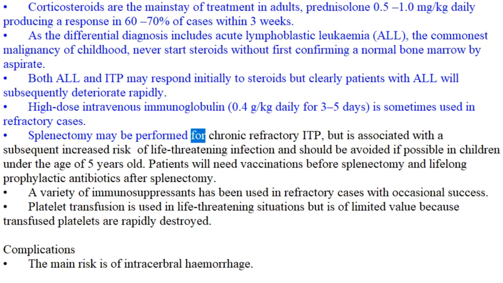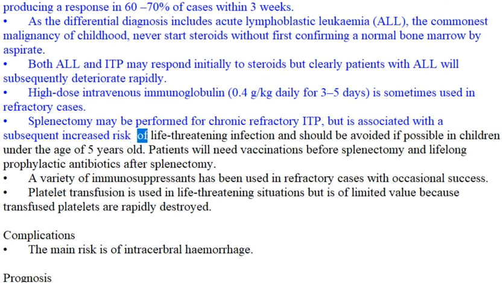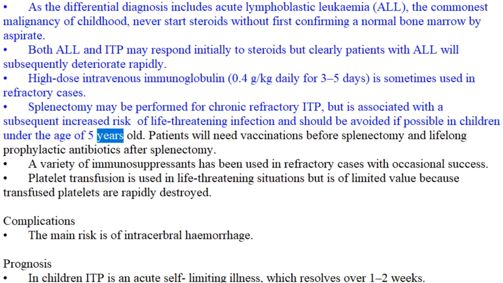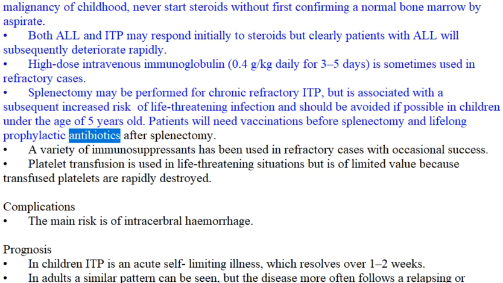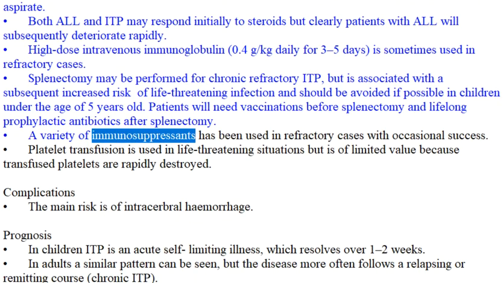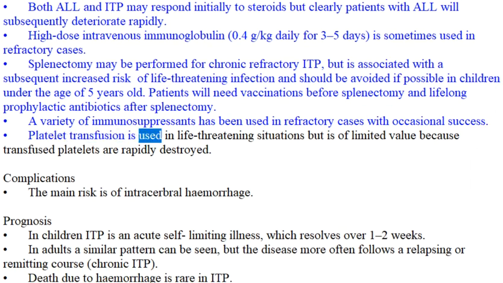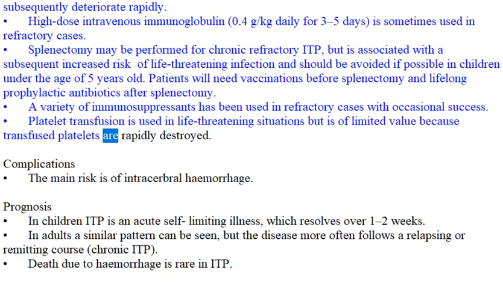Splenectomy may be performed for chronic refractory ITP, but is associated with a subsequent increased risk of life-threatening infection and should be avoided if possible in children under the age of 5 years old. Patients will need vaccinations before splenectomy and lifelong prophylactic antibiotics after splenectomy. A variety of immunosuppressants has been used in refractory cases with occasional success. Platelet transfusion is used in life-threatening situations but is of limited value because transfused platelets are rapidly destroyed.